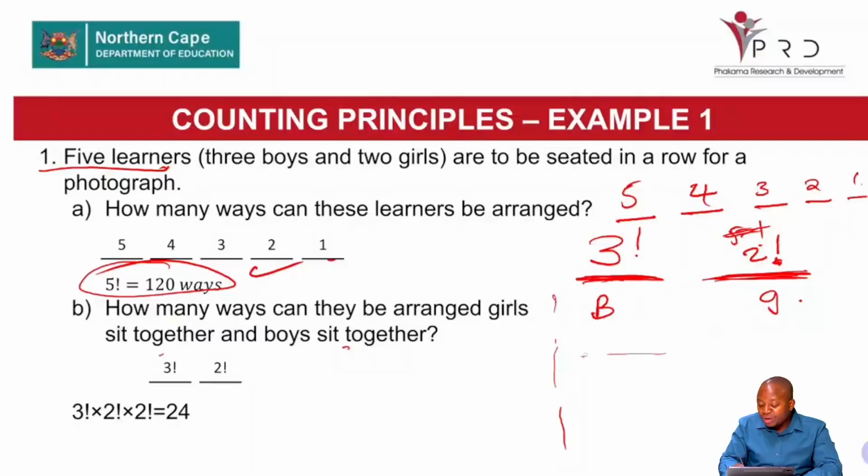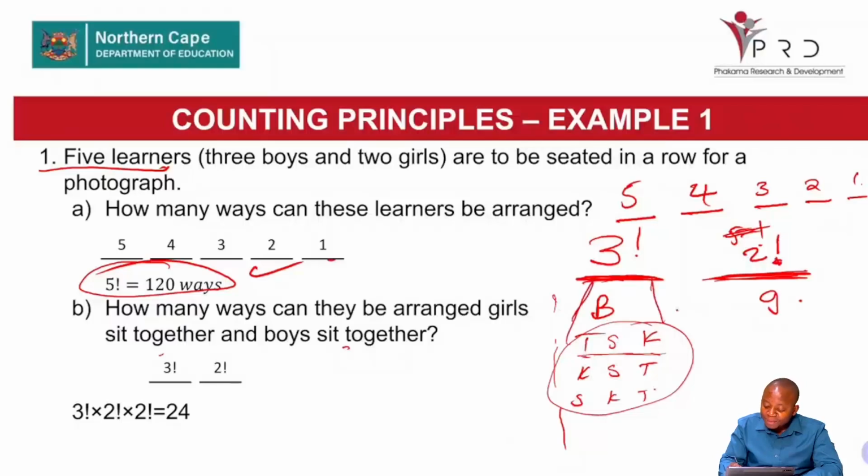In the bench for boys, we can start with boy number 1, Thabo, Sipho, Karabo, for example. We can also start with Karabo, Sipho, then Thabo. We can also start with Sipho, Karabo, Thabo. That is why it's just 3 factorial. We can start with any of the boys. This is the bench for the boys. It can be like that.